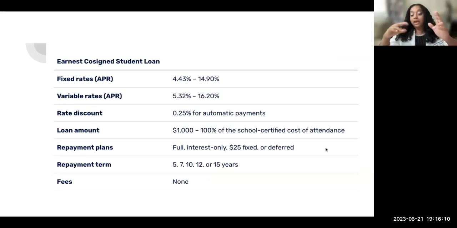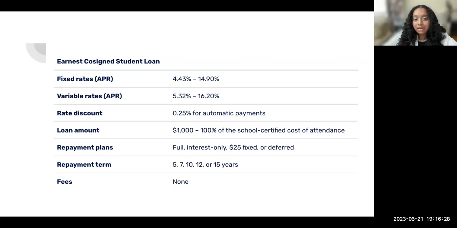So they had two different types, like most lenders. They had fixed rates and variable rates. So figuring out what option you want, I went with fixed rates because I didn't want my rate to change as time goes on. Sometimes it could drop, but sometimes it could also go high.